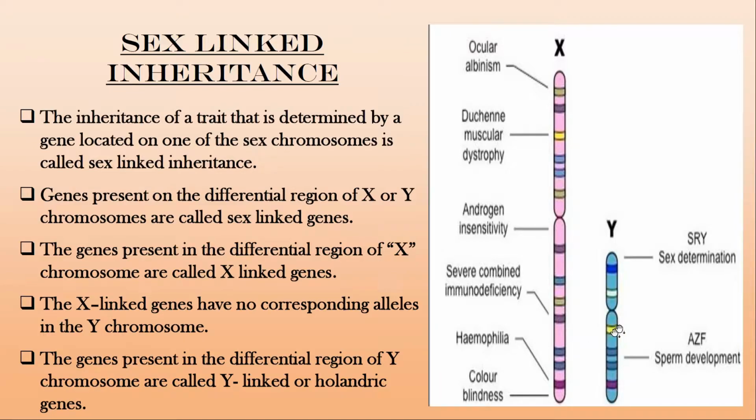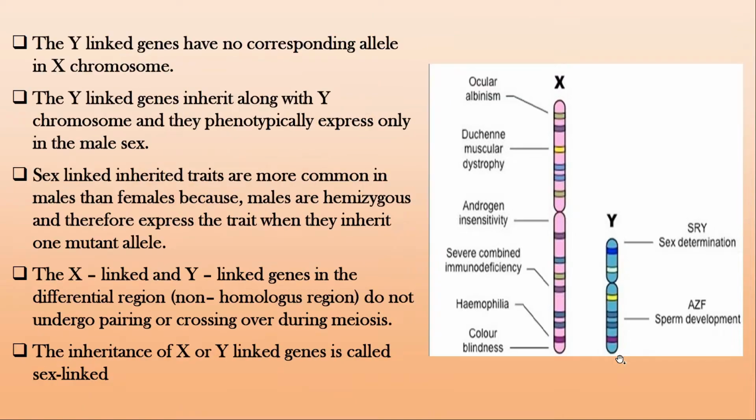The genes present in the differential region of the Y chromosome are called Y-linked genes, and these genes are otherwise called Holandric genes. I repeat, the genes that are present in the differential region of the Y chromosome are called Y-linked or Holandric genes. The Y-linked genes have no corresponding allele in the X chromosome.